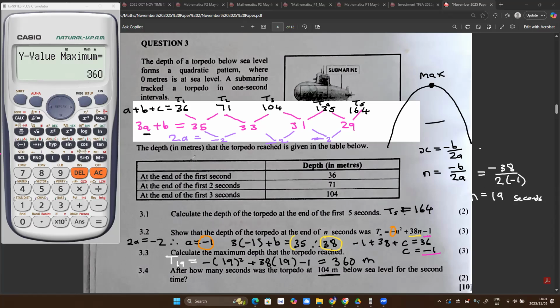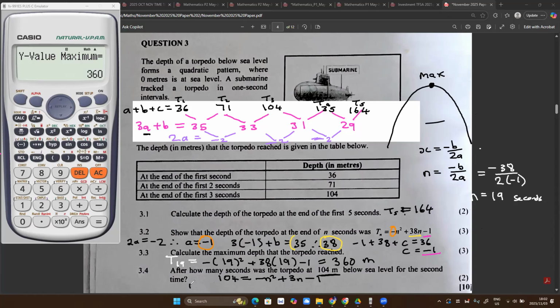I'm going to do that at the bottom. It's fine, just a little bit of space. Hopefully you guys will be able to see it. What we're going to say is, when is this value going to be 104? We'll do some manipulation after that. So 104 is going to equal our negative n squared plus 38n minus 1. We take everything to the same side.